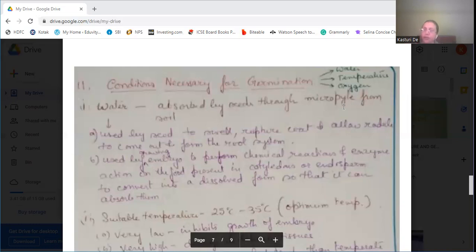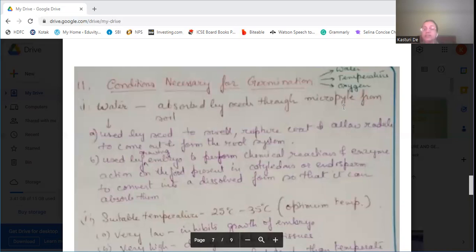There is another use of this water: in the growing embryo, certain chemical reactions take place. Some enzyme actions are also taking place on the food present in the cotyledon or endosperm. The food present in the cotyledon and endosperm is dissolved in this water, so that the embryo can absorb it and get the nourishment to grow.